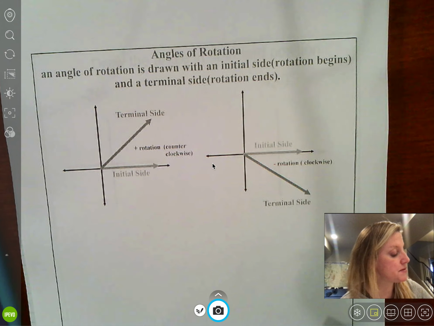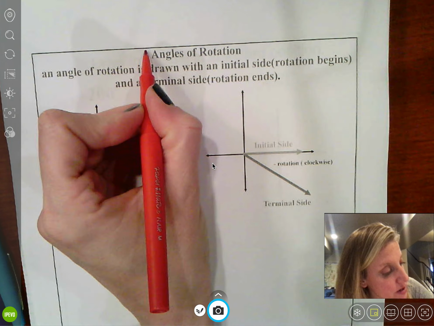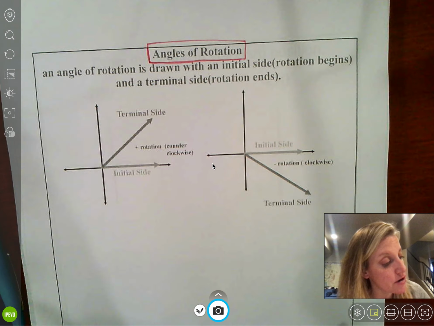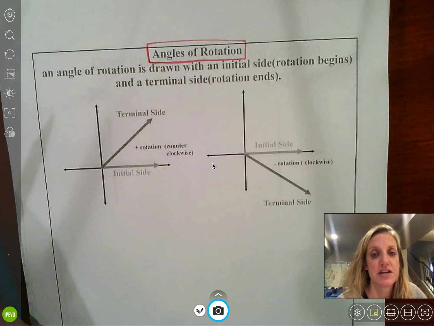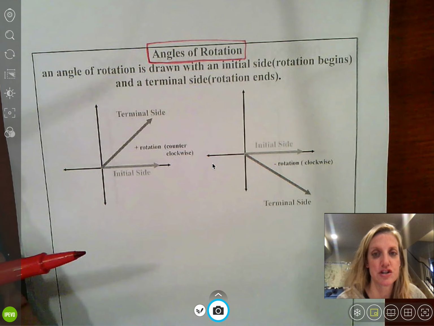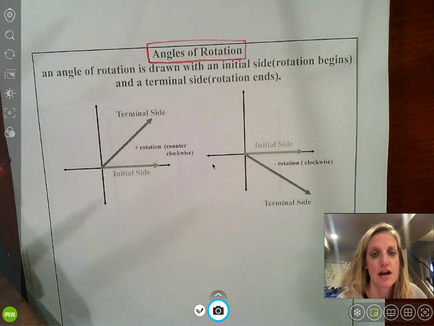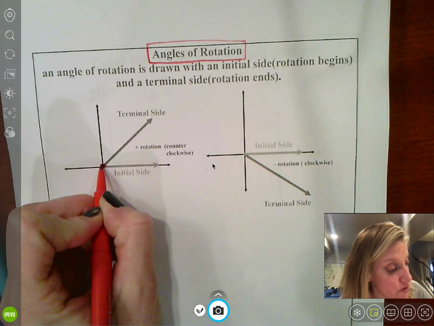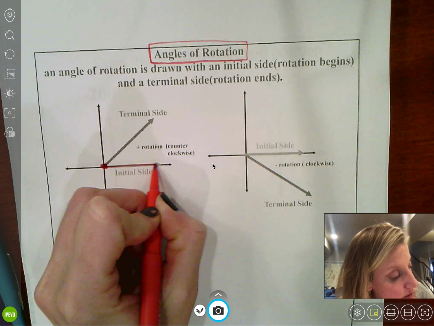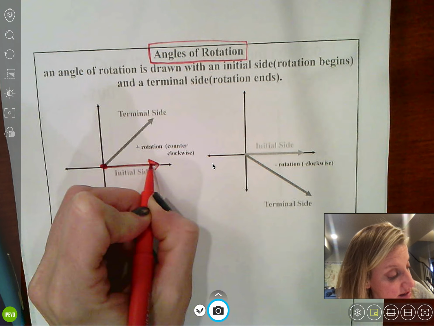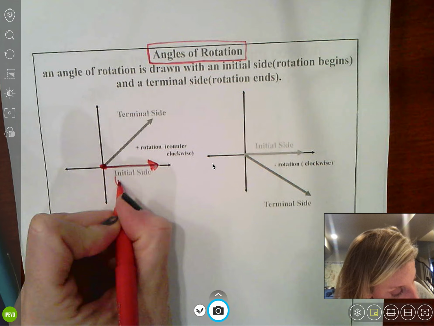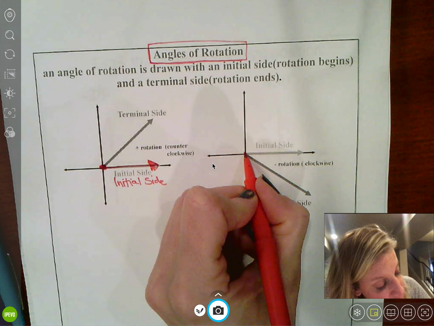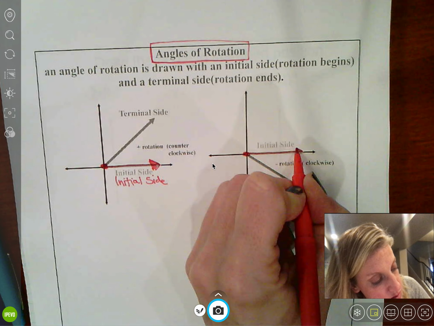All right, this next piece has some important vocabulary. Please write down in your notes, angles of rotation. It's going to go back to this spinner idea. An angle of rotation is drawn with an initial side and a terminal side. So the initial side is where your spinner starts. And something for you to get used to is the spinner is always going to start on the positive x-axis. So we've got the initial side on that positive x-axis. It starts at the origin, goes out to the right.